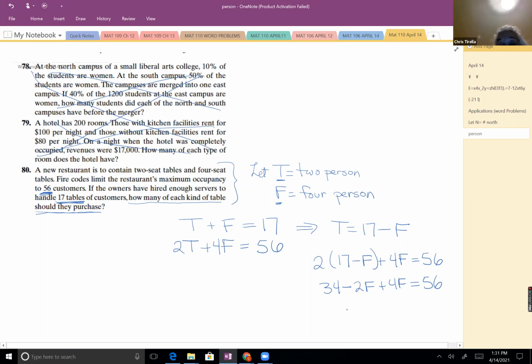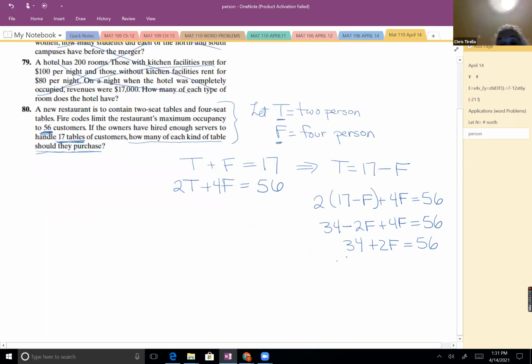Distributing, 2 times 17 is 34 minus 2F plus 4F is 56. So that's 34, combining, minus 2 plus 4 would be plus 2F is 56. When I subtract 34, I get 2F is 22. So dividing, F is 11. So if T is 17 minus F, 17 minus 11 is 6.